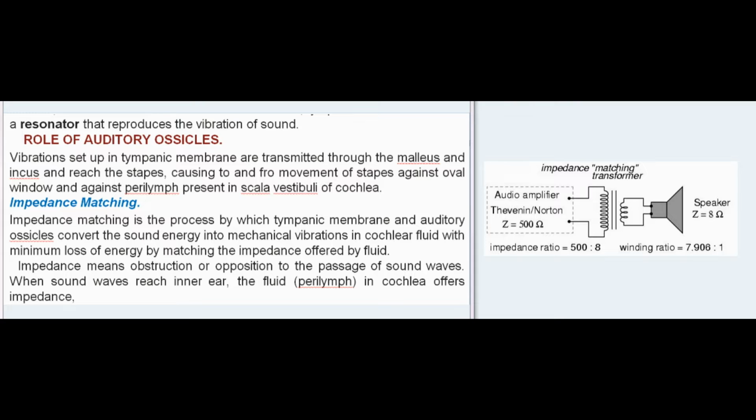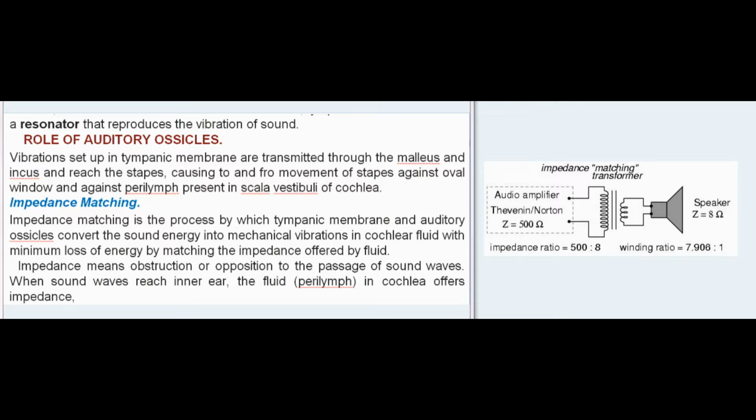Role of auditory ossicles. Vibrations set up in tympanic membrane are transmitted through the malleus and incus and reach the stapes, causing to and fro movement of stapes against oval window and against perilymph present in scala vestibuli of cochlea.